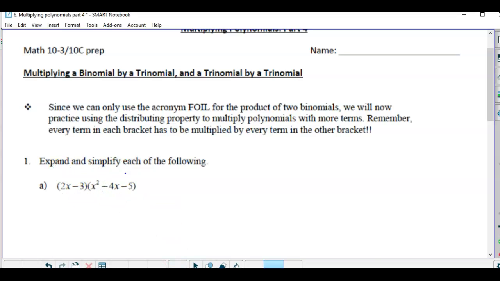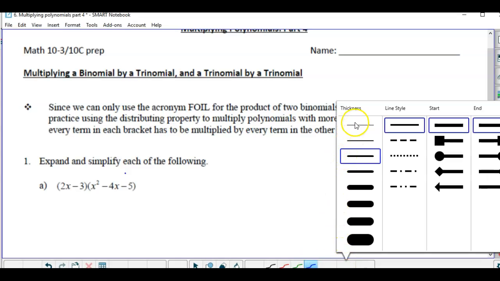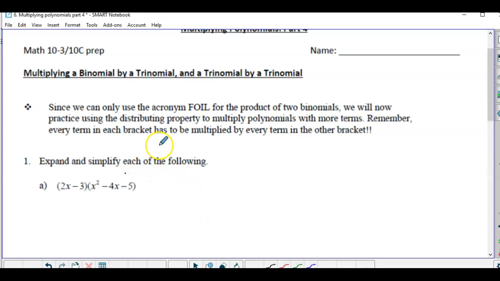Okay, so we are looking at multiplying a binomial times a trinomial, or multiplying two trinomials together. Following the same steps as when we're multiplying two binomials, there isn't going to be a word that can help us like FOIL, an acronym, but it's the distributive property. So basically, if you look at the first example, you are going to multiply every term in the second bracket by the first term in the first bracket. So 3 arrows there, and then 3 arrows here.